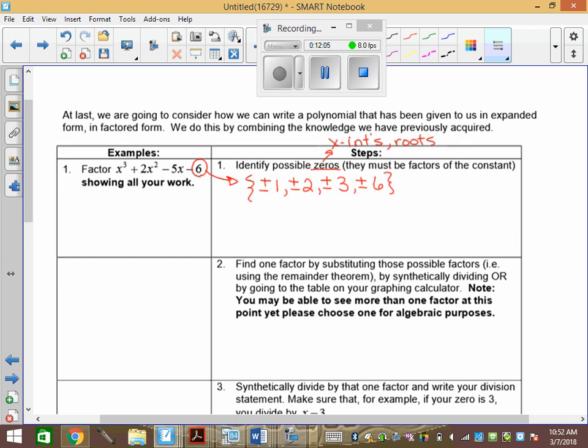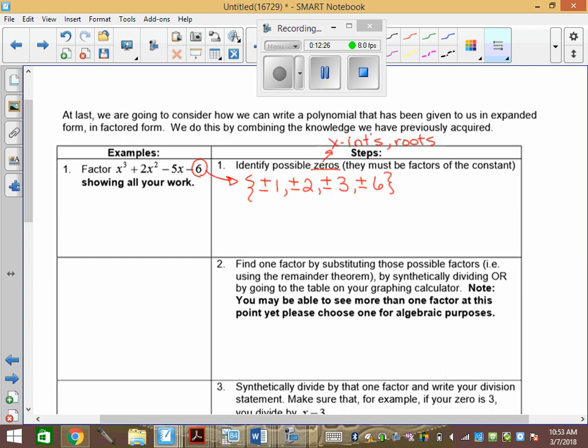Especially if it's 24 at the back. Like plus or minus 1, plus or minus 2, plus or minus 3, plus or minus 4, plus or minus 6, plus or minus 8, plus or minus 12, plus or minus 24. You have to try them out till you get a 0, right? You luckily have your calculators in front of you. So go to your y equals and type it in.